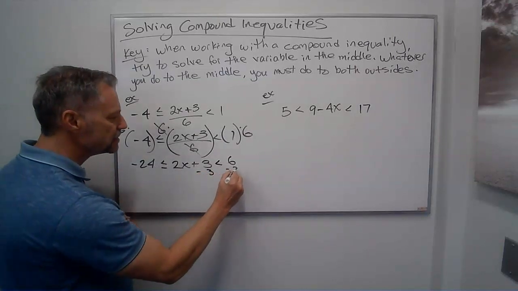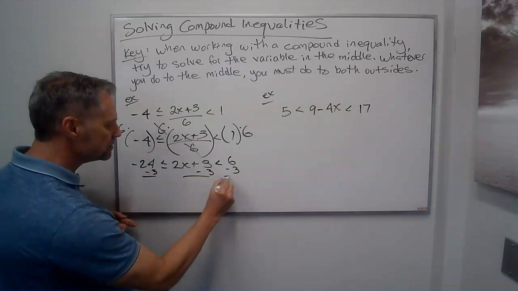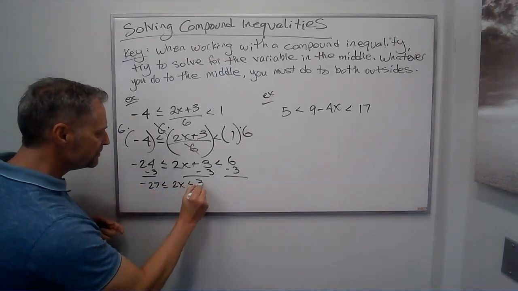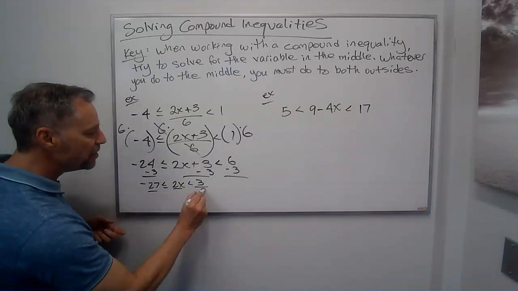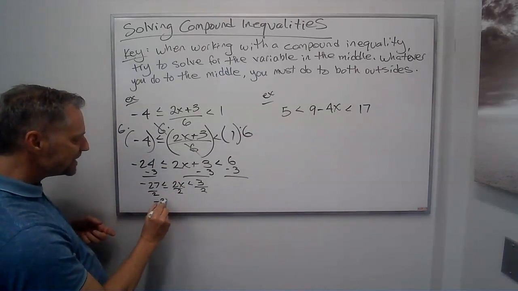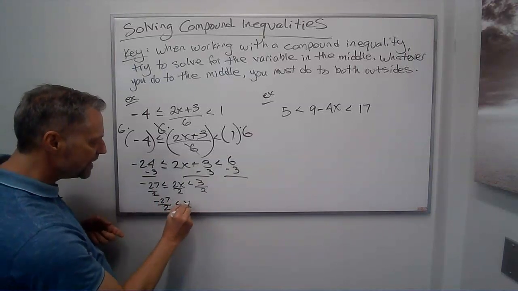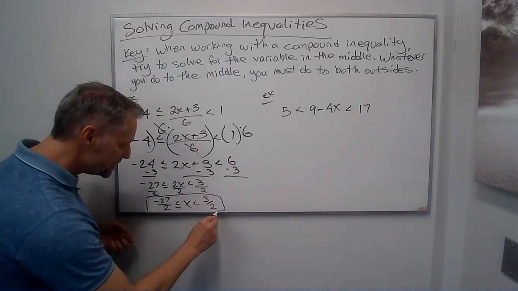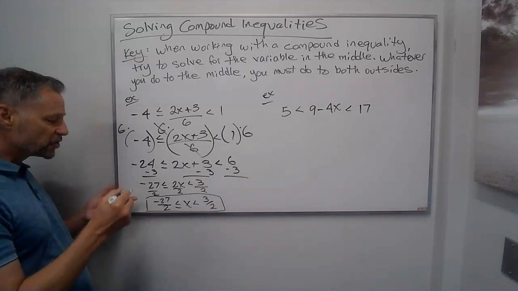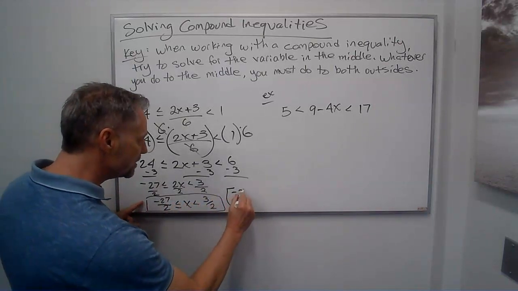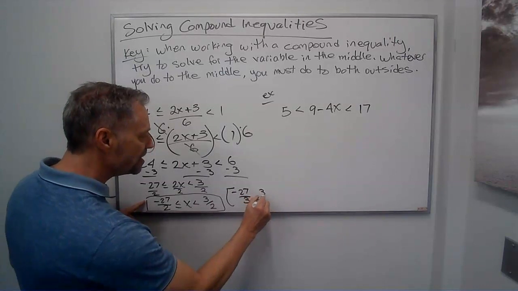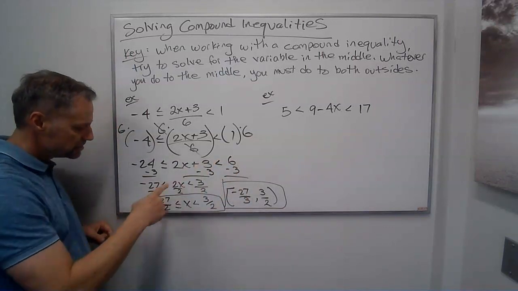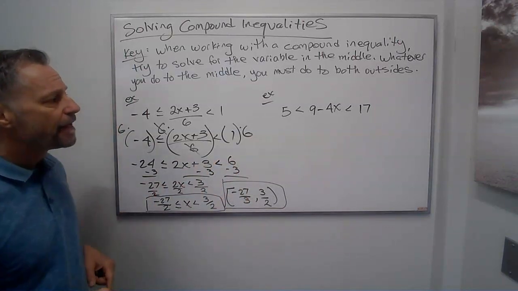Subtract the 3. Again, don't flip the inequality. I get negative 27 less than or equal to 2x less than positive 3. Divide by 2. Again, it's a positive, so don't flip anything. Negative 27 halves less than or equal to x less than 3 halves. And I'm done. In inequality notation, it just looks like that. If I want to go to interval notation, we bracket negative 27 halves, comma 3 halves, parenthesis. Interval notation, inequality notation. Same thing here.